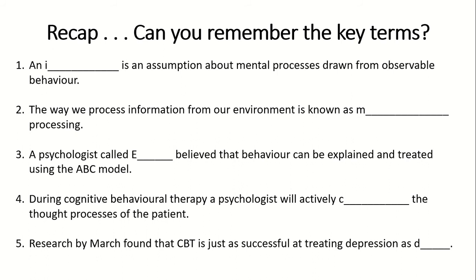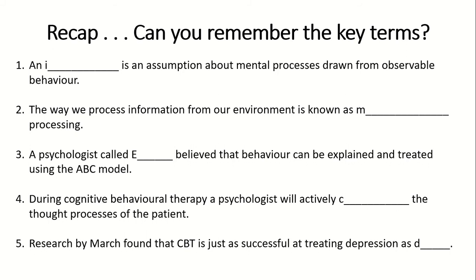Number 4, during cognitive behavioral therapy, a psychologist will actively see the thought processes of the patient. That keyword C is challenge. Now, this is often used as a potential weakness in cognitive behavioral therapy because a psychologist is actively challenging the thought processes. Ultimately, a therapist is trying to demonstrate to the patient and the individual who's suffering from depression, or in this context, addiction, actively trying to challenge their thought process and demonstrate how irrational their behavior or their mediational processes are.